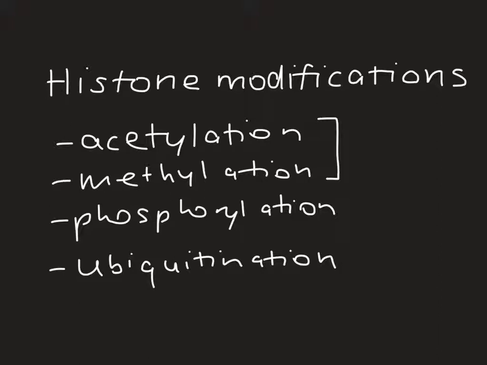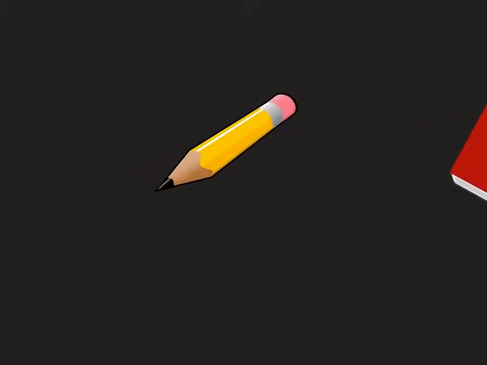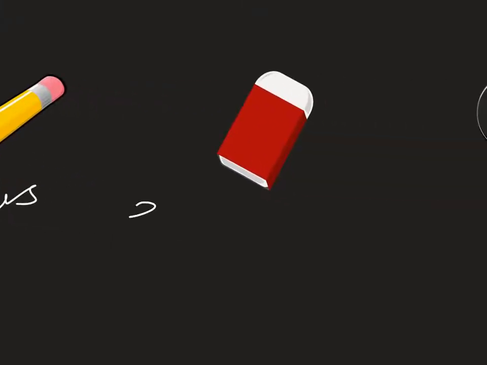But before I talk about them, I need to outline some background information. There are three main types of enzymes which facilitate histone modifications. Writers, which add marks to histones. Erasers, which remove marks from histones. And readers, which bind to and interpret marks on histones.